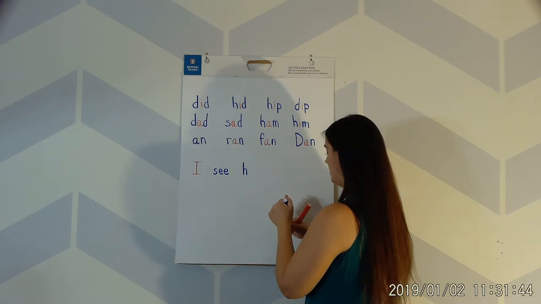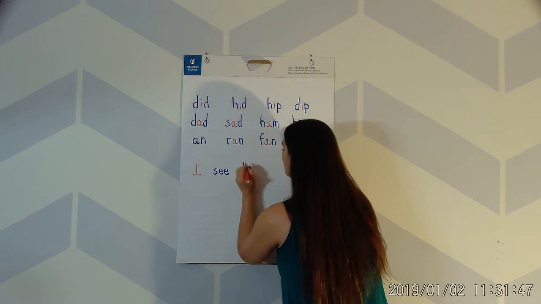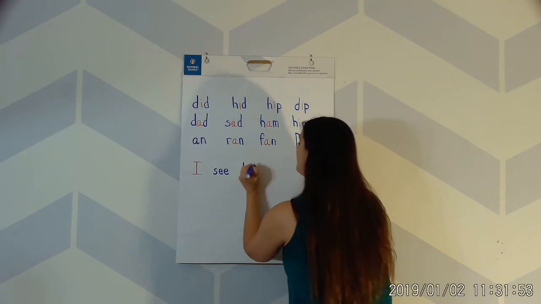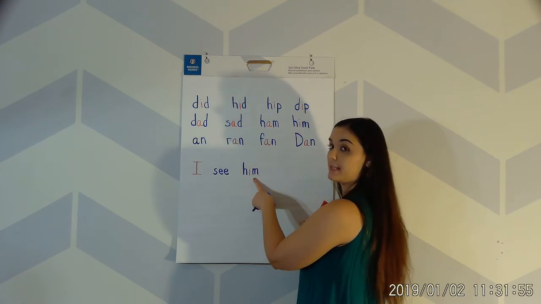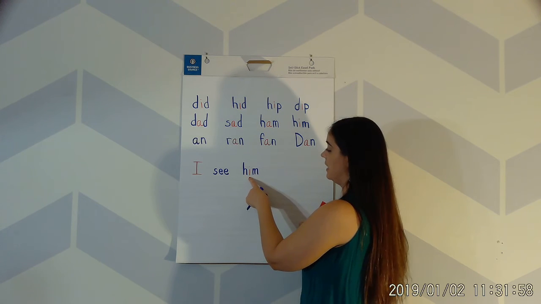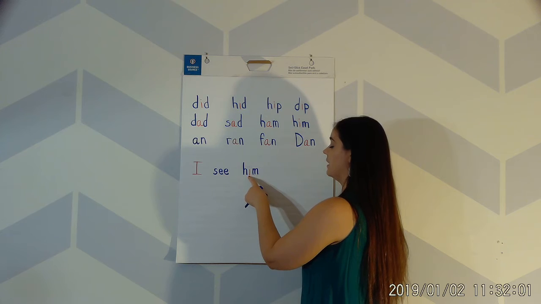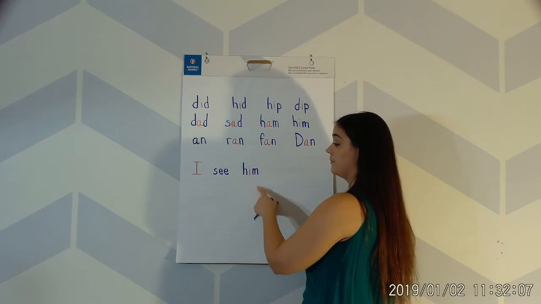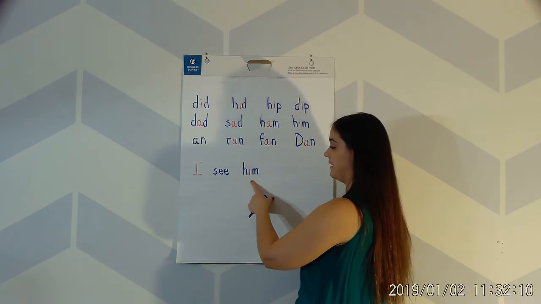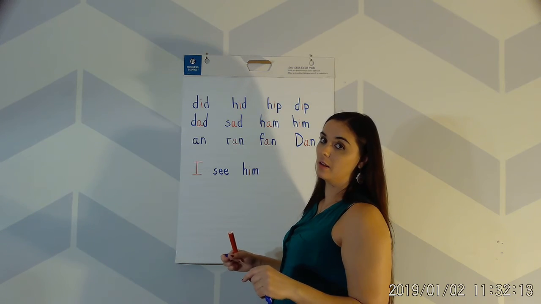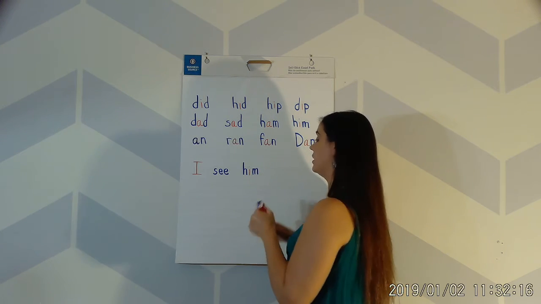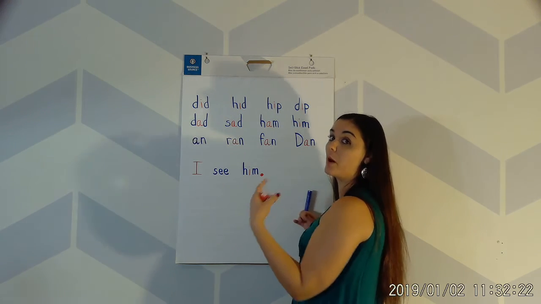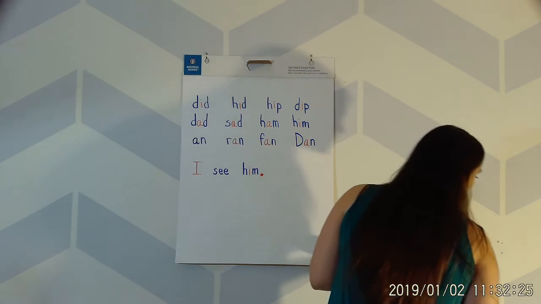H says, h. I says, i, h, i, hi. And M says, m, h, i, m, him. All right, let's go ahead and we'll read our sentence. I see him. All right, your turn. I see him. So what is our sentence missing? It's missing punctuation. It's missing a period. Thank you. Every sentence has to begin with a capital and end with some kind of punctuation, in this case, a period.